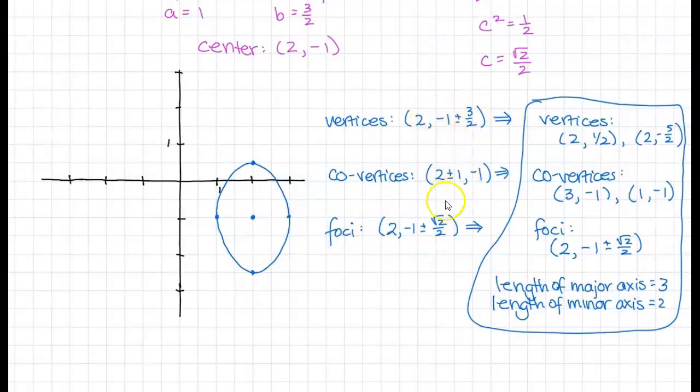And then I go ahead and for the vertices, since this is vertical, they're going to be vertically aligned. So add and subtract b from the y coordinate. For the co-vertices, I'm going to add and subtract a from the x coordinate. And because it's a vertical ellipse, the foci, I'm going to add and subtract c from the y coordinate. And that's where I get all of these things.